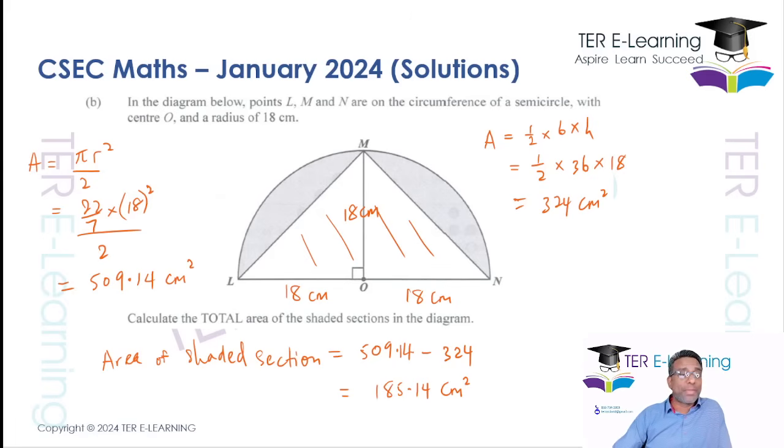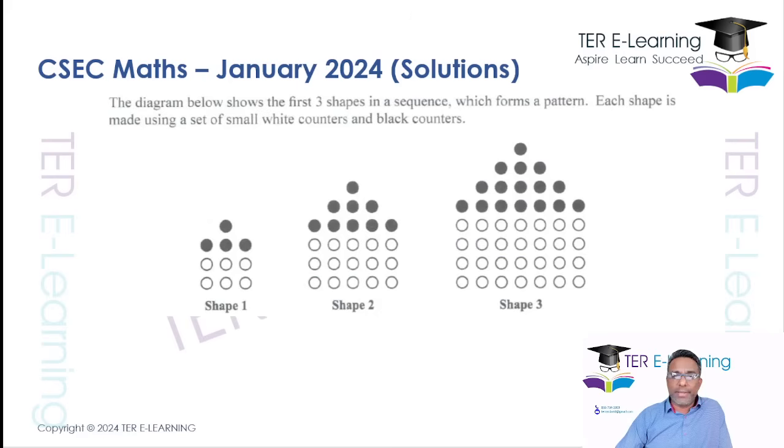So let's move on to question 7 now. Question 7 should be the pattern question. Okay, so we have the first 3 shapes in a sequence that form a pattern. So let's see what's happening here in the sequence.